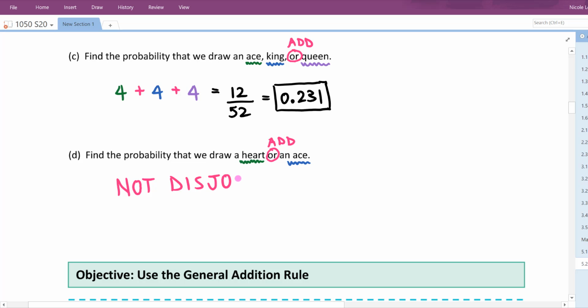So what's going to happen is we'll introduce our second addition rule that will help us work with events that are not disjoint, like what we're seeing here. We'll come back to this example later, but at this stage, with the rule that we've seen so far, we can't do this problem since they do have something in common.